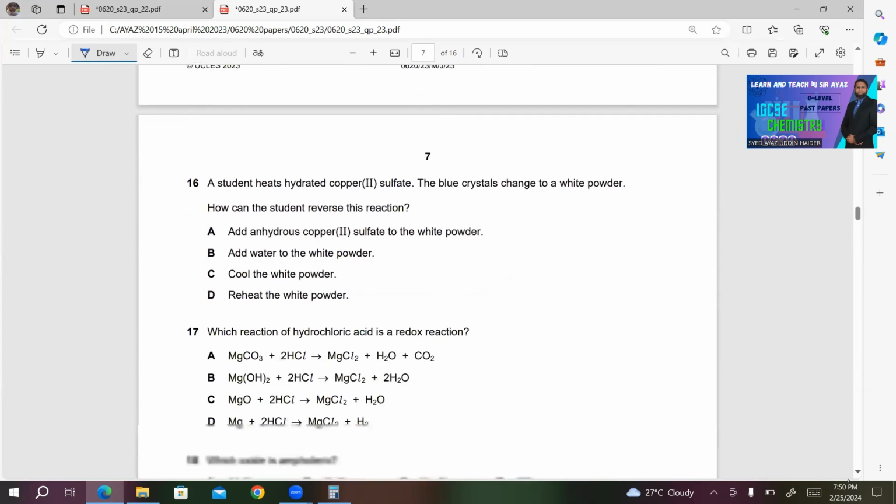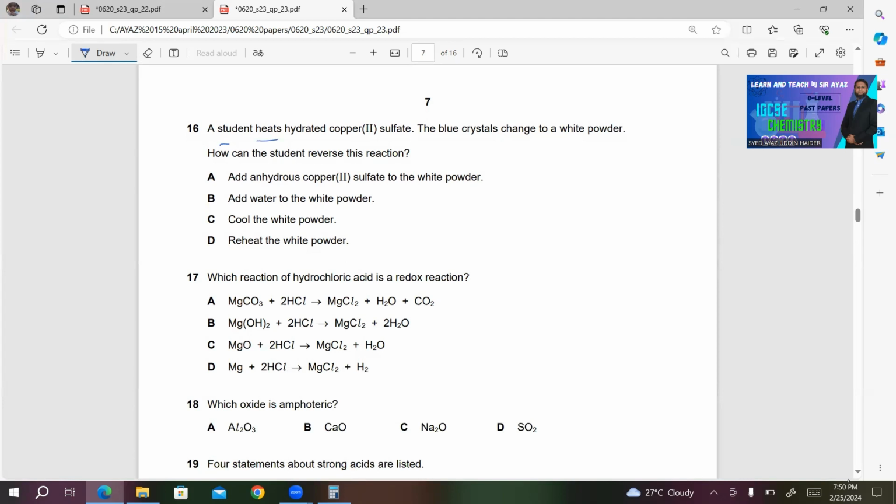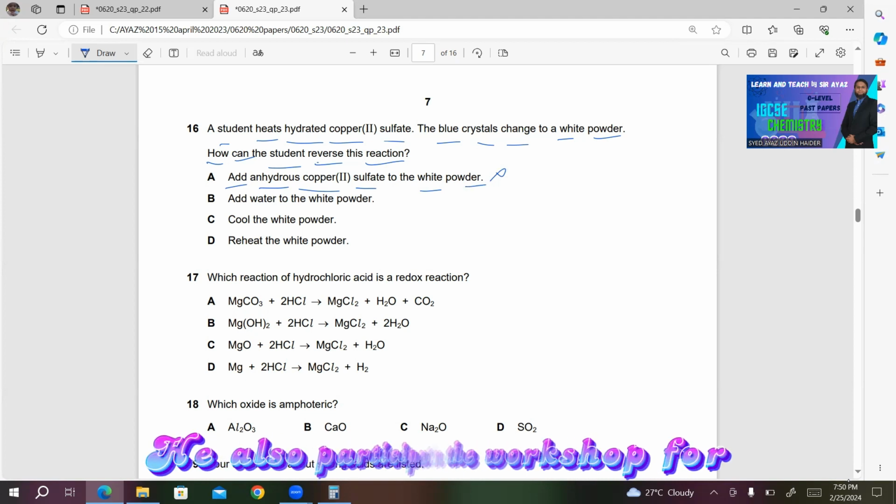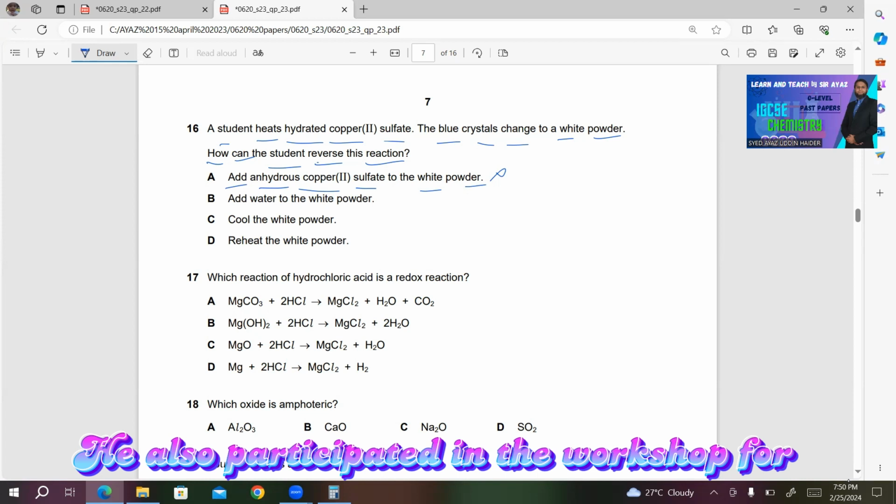Number 16. A student heats hydrated copper(II) sulfate, and the blue crystals change to a white powder. How can the student reverse this reaction? Add anhydrous copper(II) sulfate to the white powder. This is incorrect. If you want to get hydrated copper(II) sulfate, you will have to simply add water to this. So in this case, B will be the right answer.